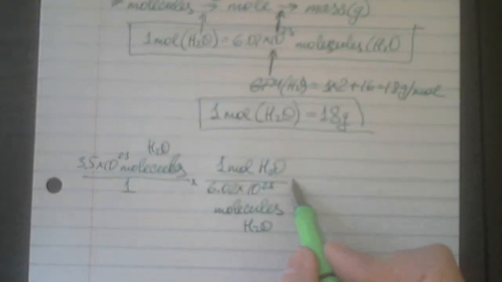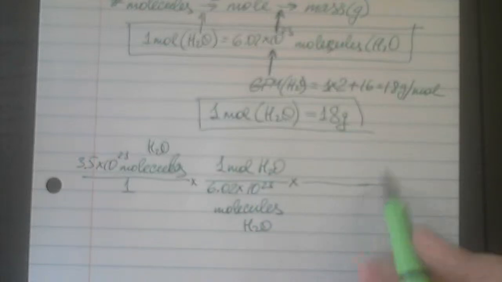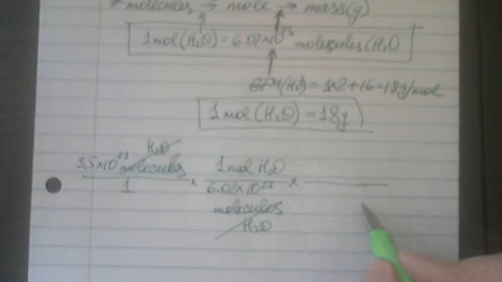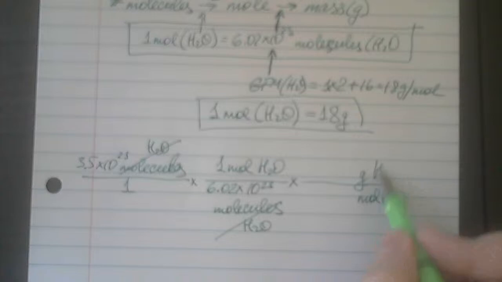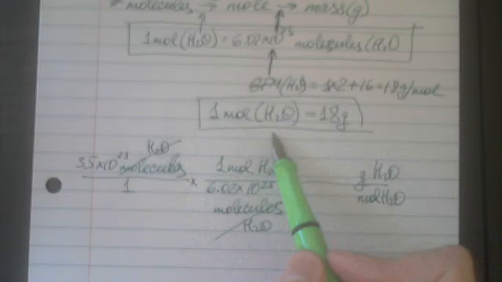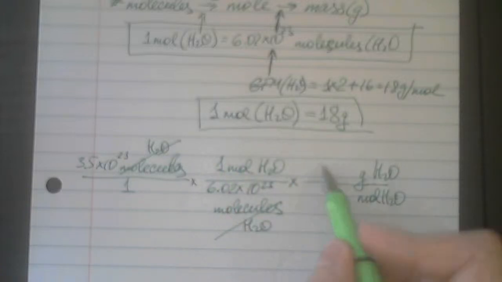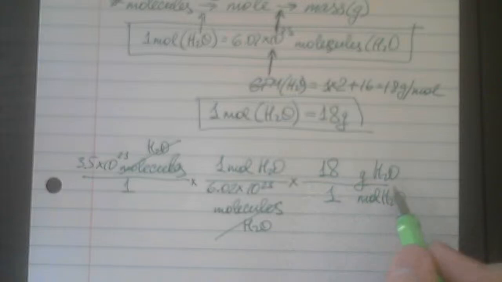Okay, step number 2. Get out of moles of water into grams of water. This is where I'm going to use this information. Since molecules of water cancel out on the first step, this time I'm trying to cancel out moles of water. So I will place moles of water at the bottom and grams, my final unit that I want to have, at the top. And based on this information, what do I know? I know that 1 mole of water weighs 18 grams. So that's my calculation as it is.